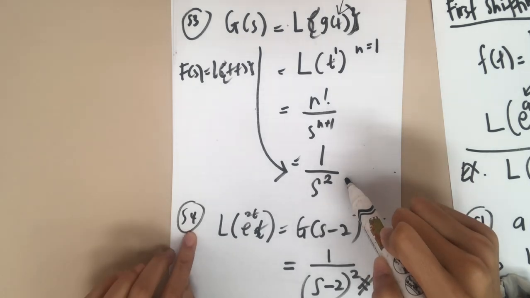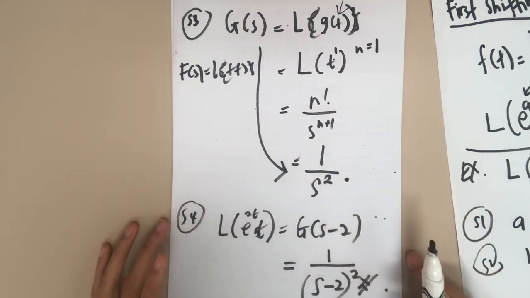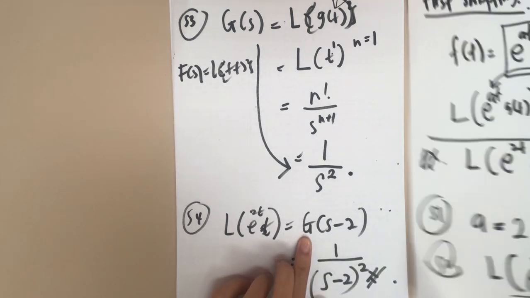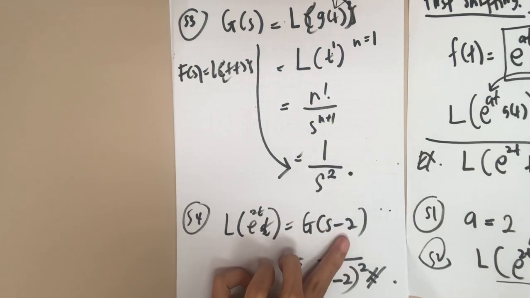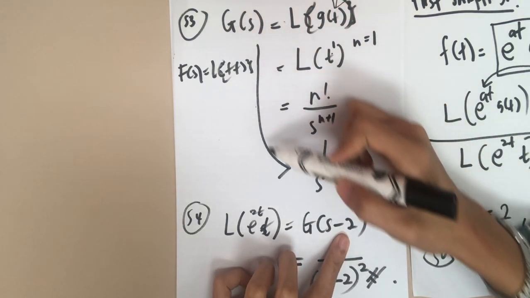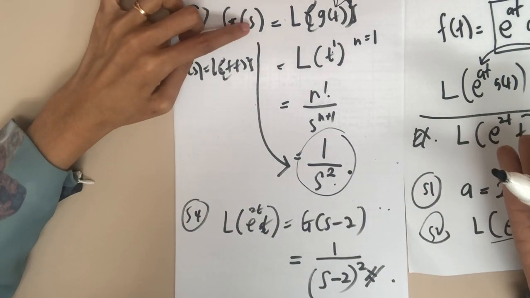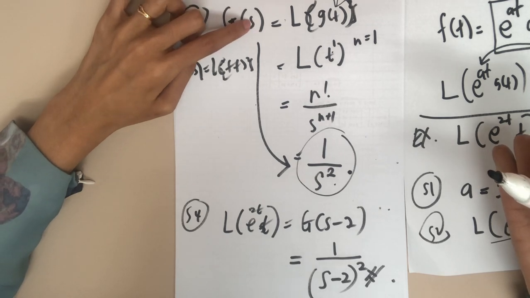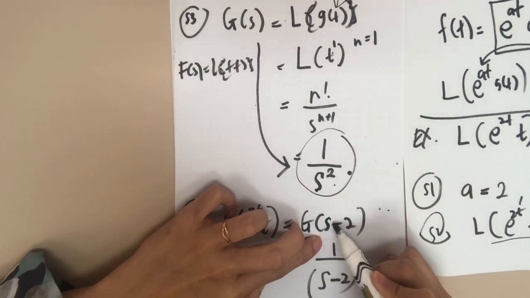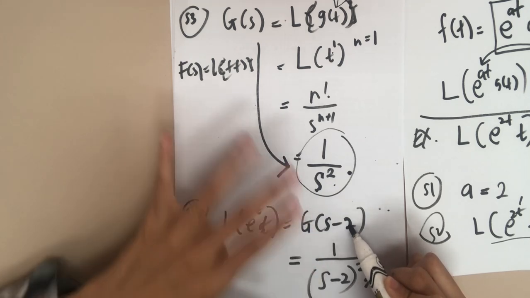Step number 4 is the last step and your answer will appear here. So the Laplace transform of e to the 2t times t means the final answer from step number 2 is G(S minus 2). You can refer back to step number 3, where we get the answer for G(S) is 1 over S square. Inside the bracket they have S, but now inside the bracket it is S minus 2, no longer S.